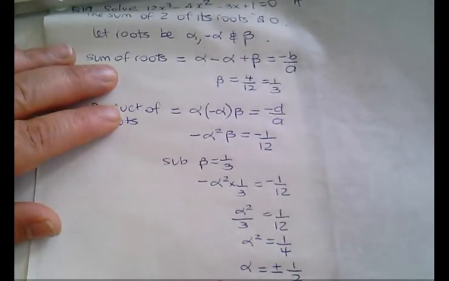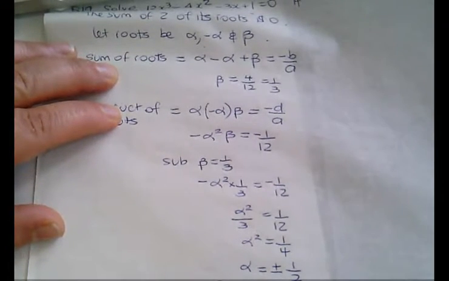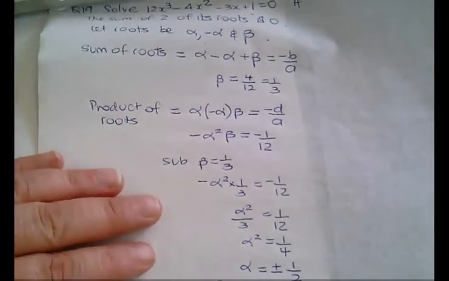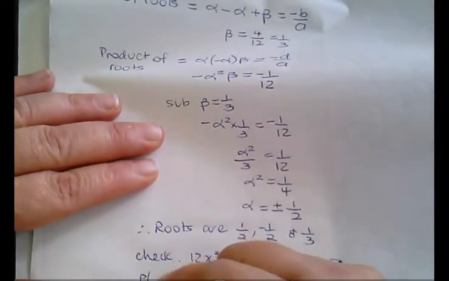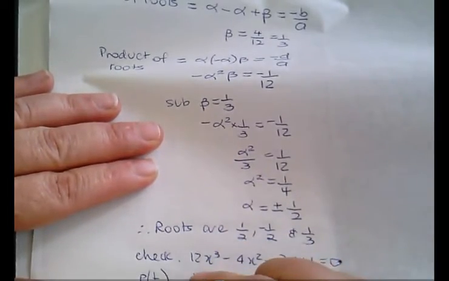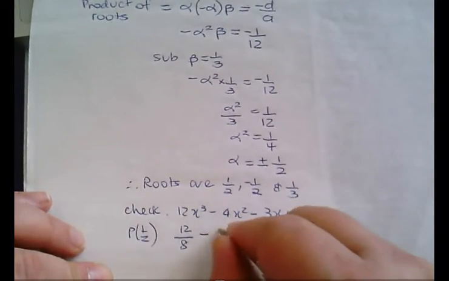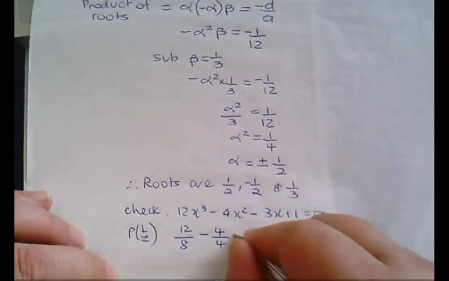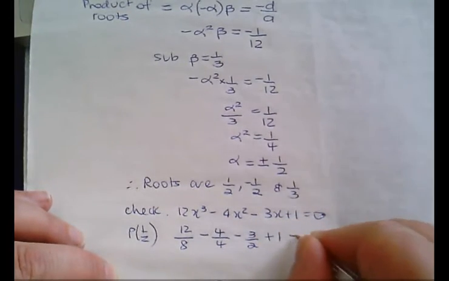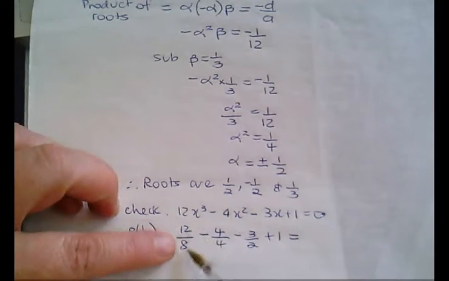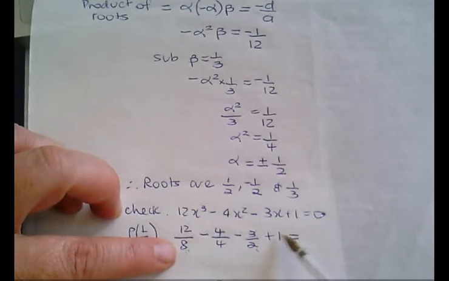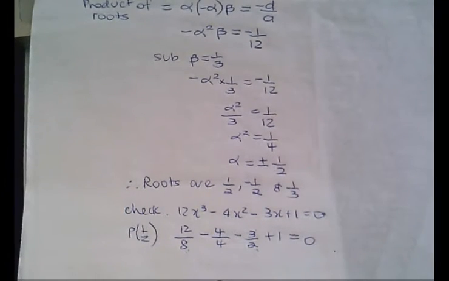So checking, 12x cubed minus 4x squared minus 3x plus 1 is 0. If I put p of a half, I should get 0. That's 12, a half cubed is an eighth. So that's 12 on 8 minus 4 on a half squared is 4, minus 3 over 2 plus 1. Isn't that 1.5 minus 1.5 is 0, negative 1 plus 1, that's 0. So the roots are your solutions. Okay? Negative half will work as well, and a third should work as well.